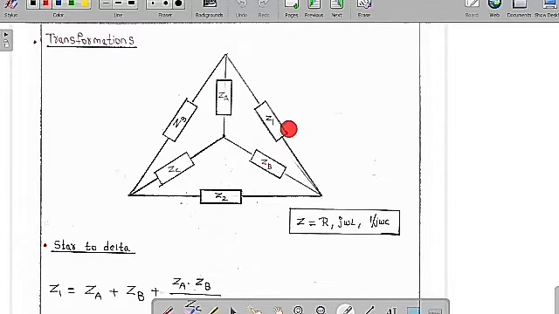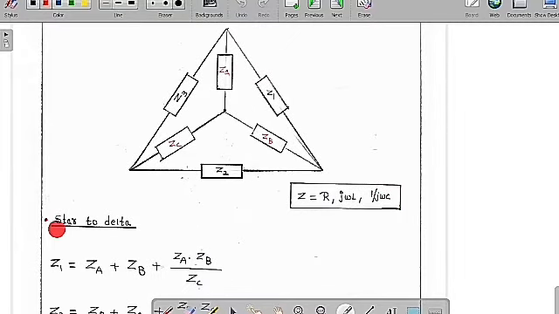So let me assume the delta elements are Z1, Z2 and Z3, and the star elements are ZA, ZB and ZC. Normally for any impedance, for a resistor we have to replace Z by R, for an inductor we replace it by J omega L, and for a capacitor we replace it by minus J by omega C or 1 by J omega C. You can go for any of the formats, you are still going to get the same result.